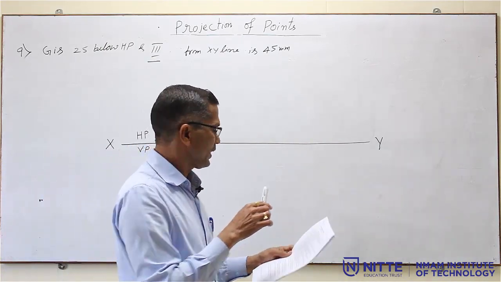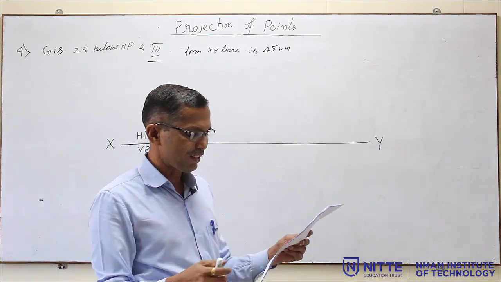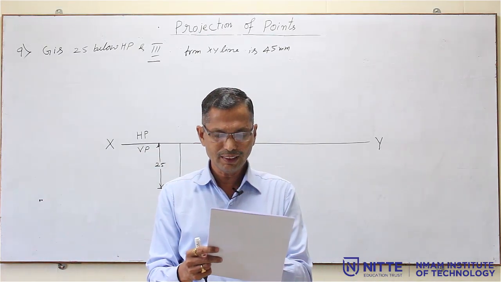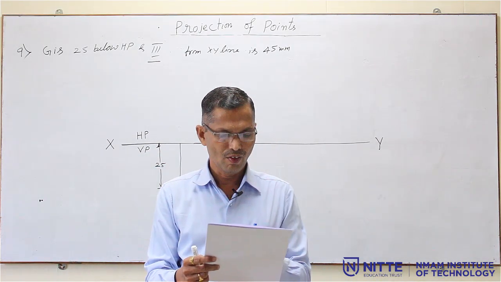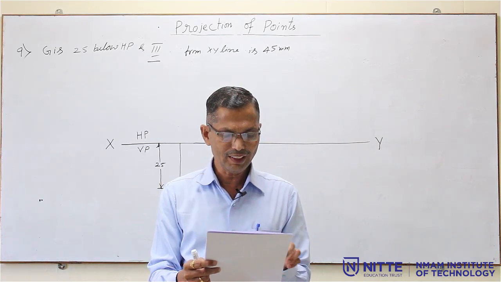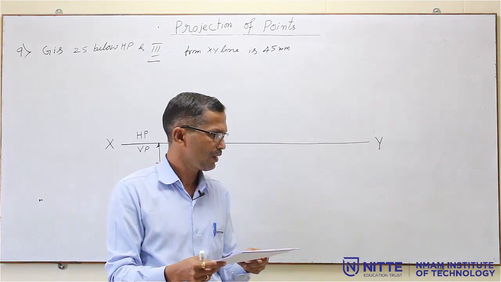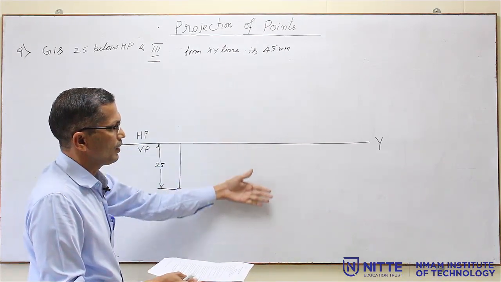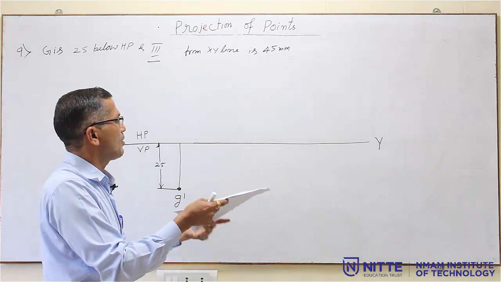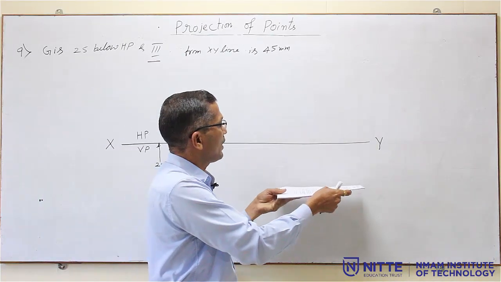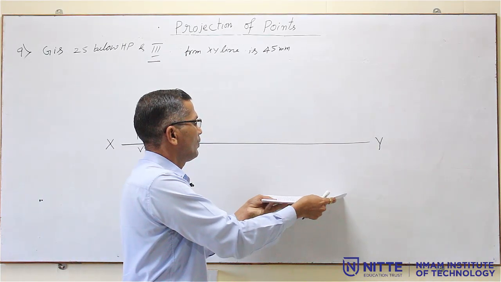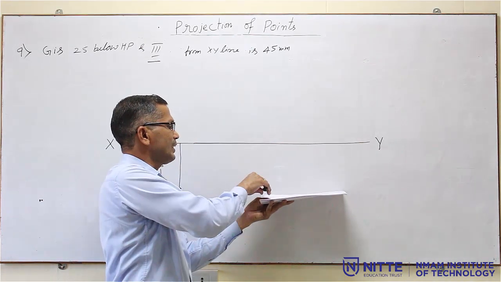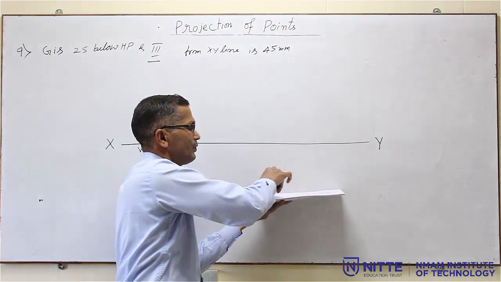Now, they are not given the other distances. Instead of that, they are told its shortest distance from XY line is 45 millimeter. Now, XY line means, so this is the vertical plane and assume that this is the horizontal plane. So, the intersection of these two, this is VP, this is HP, this is the XY line now actually.